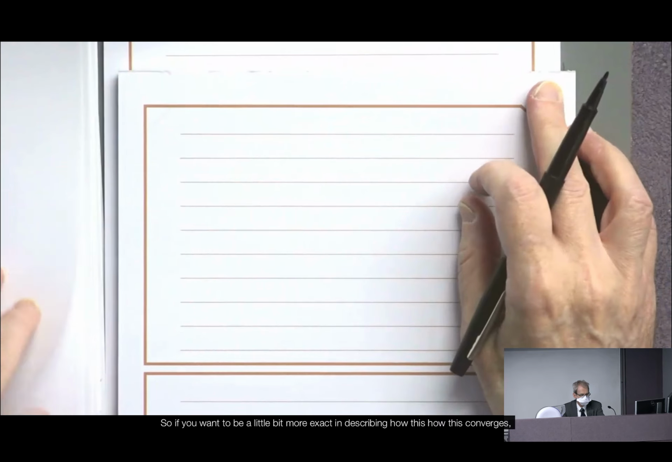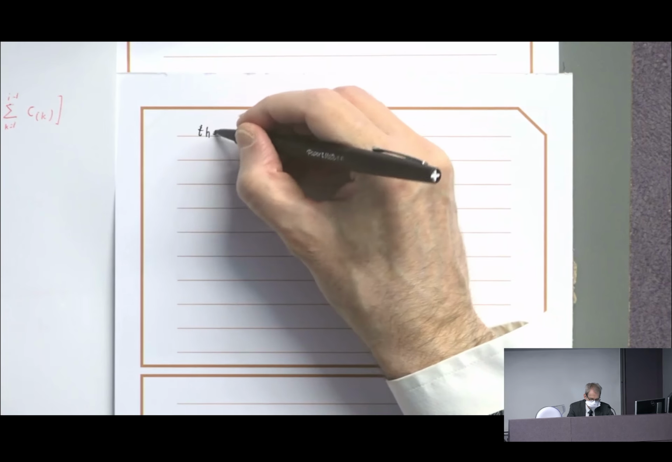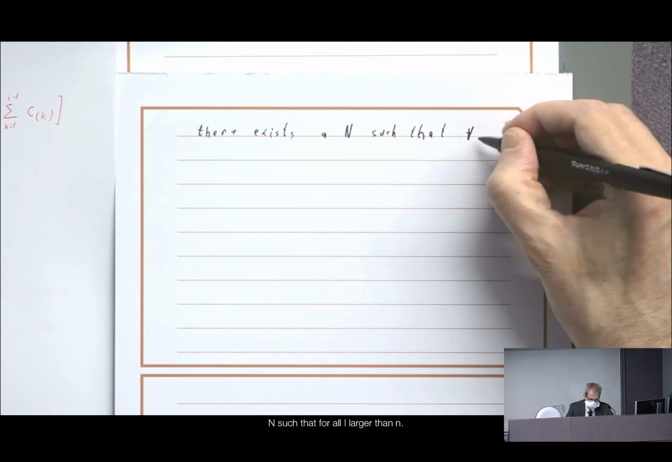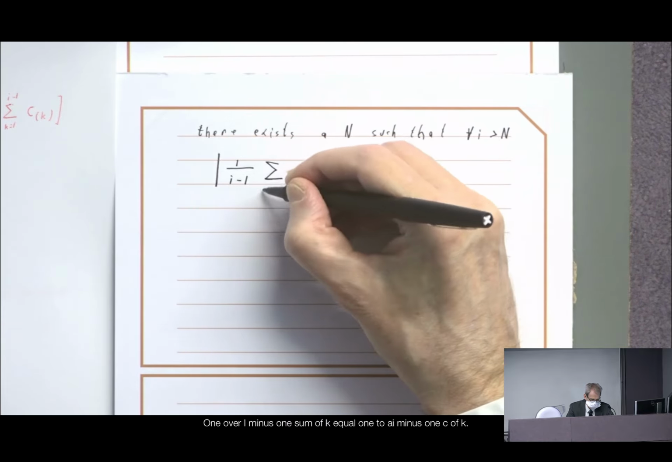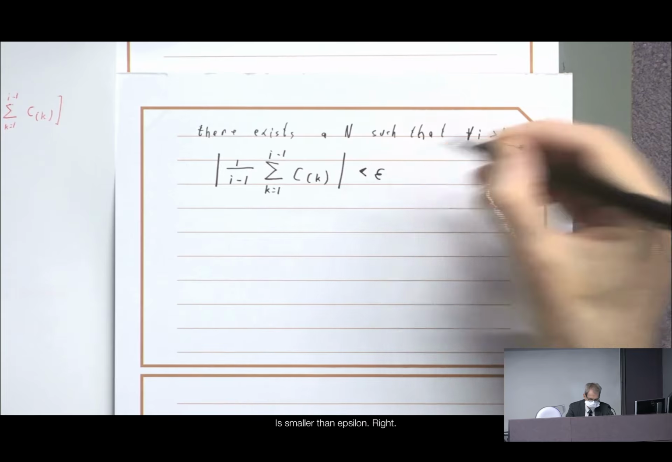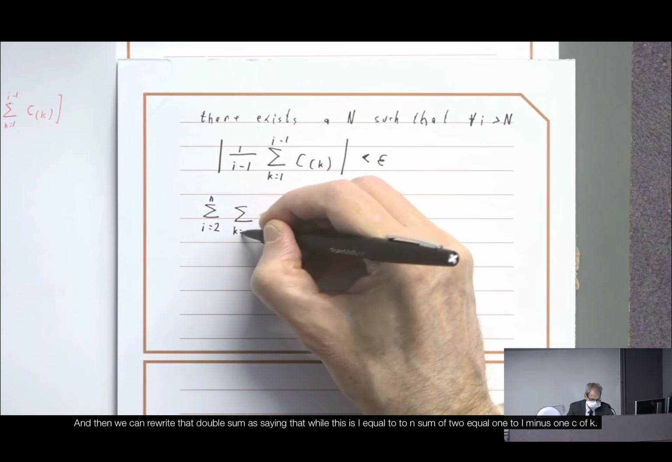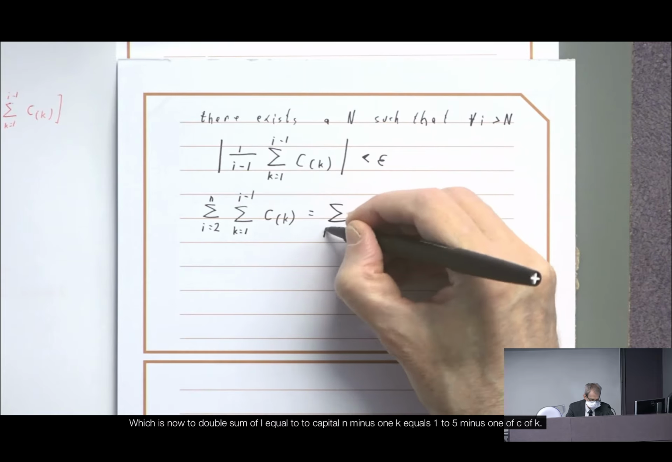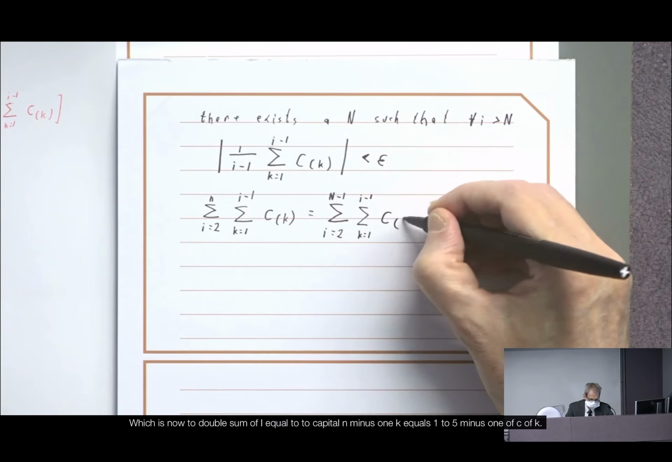So if you want to be a little bit more exact in describing how this converges, we can basically say that if this condition is fulfilled, then there exists N such that for all i larger than N, 1 over i minus 1, sum of k equal 1 to i minus 1, c of k is smaller than epsilon. Right? And then we can rewrite the double sum as saying that this is sum of i equal 2 to n, sum of k equal 1 to i minus 1, c of k, which is now the double sum of i equal 2 to capital N minus 1, k equal 1 to i minus 1 of c of k.